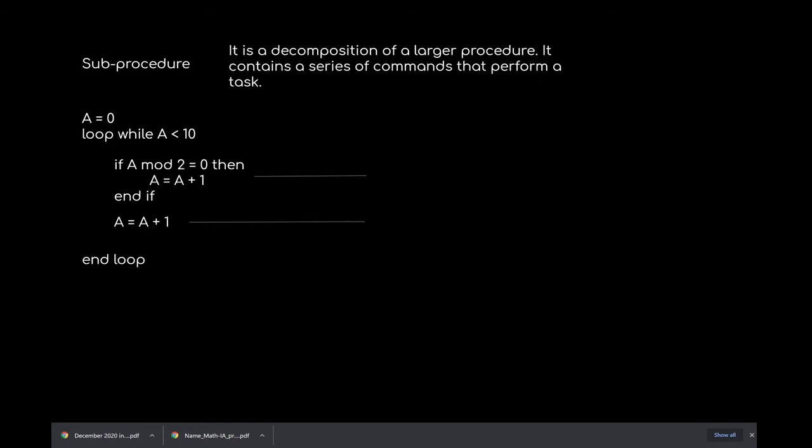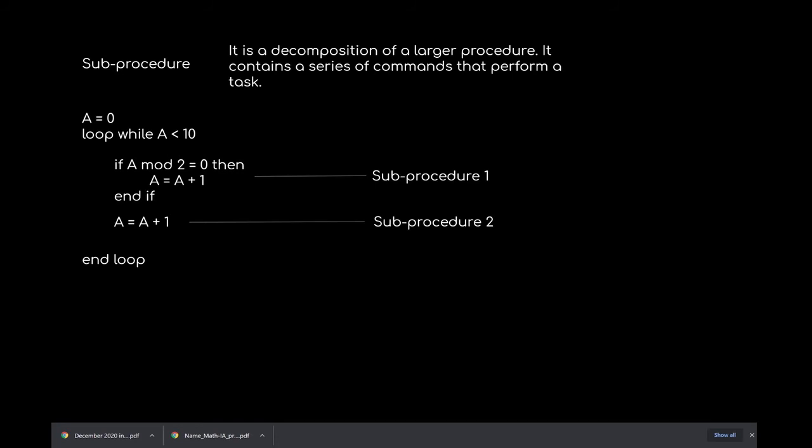Now the second has no if, right? It's just going to happen while it's inside the loop. We're going to add 1 to A regardless of whether it's divisible by 2 or not. So this is sub-procedure 1 and this is sub-procedure 2. Now we're not going to get into the flowchart of this. We're going to talk about flowcharts in a later video in which we're going to discuss more complex flowcharts such as this. Now let's go on to the next thing, iteration.